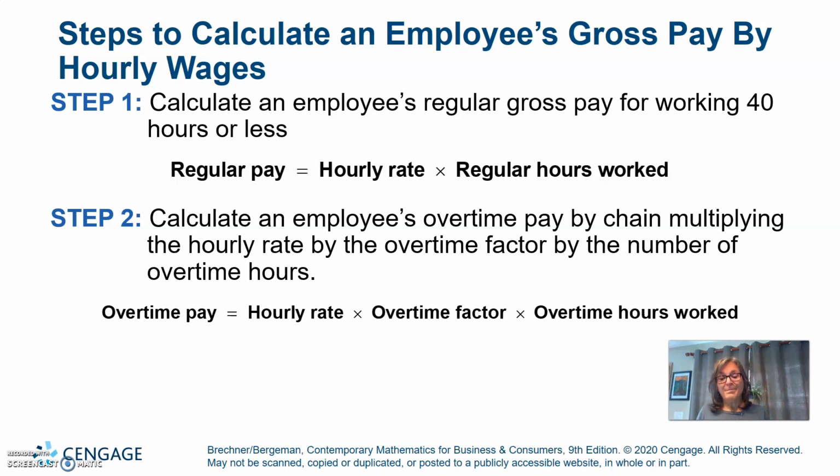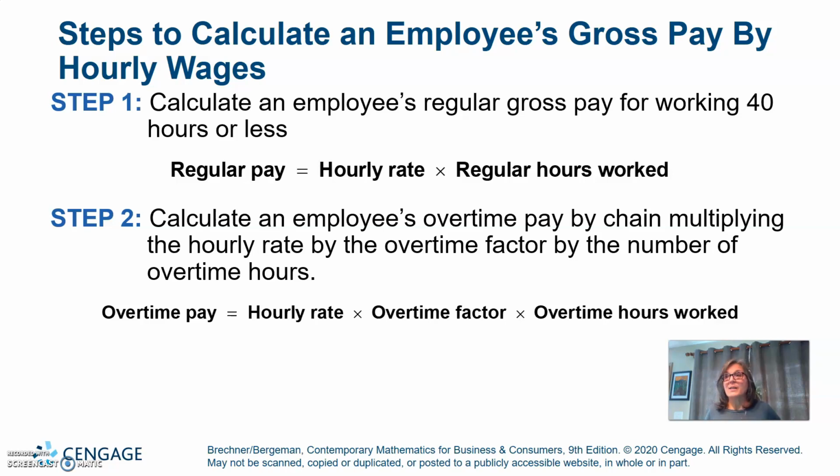So if you are working for, let's just say, $20 an hour, and you work 5 hours overtime, so you've worked 45 hours in the week, then you would take the hourly rate, 20, and then the 5 as the hours worked.